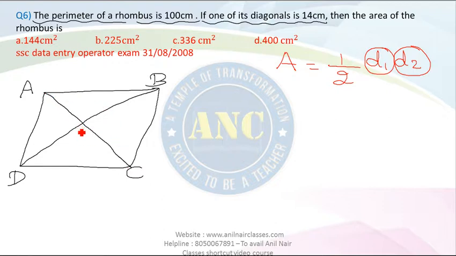Entire AC is given as 14. If AC is 14, I will call this particular point M, and diagonals will bisect each other. So AC is 14, AM will be 7, MC also will be 7, and this is 90 degrees because diagonals intersect perpendicularly.